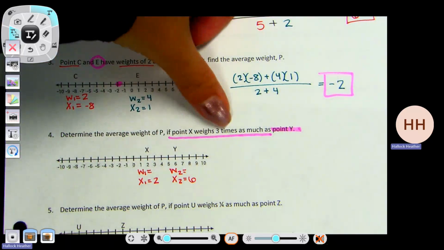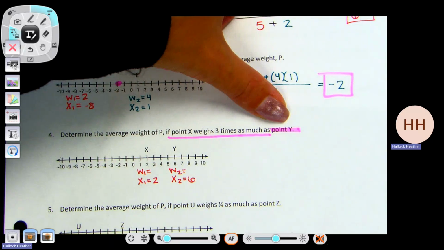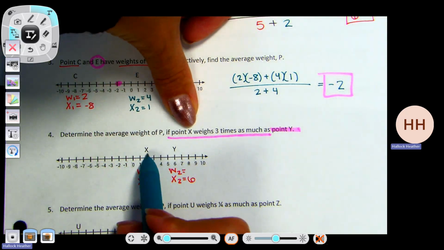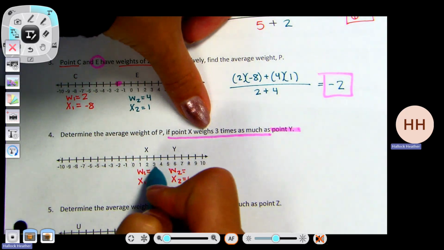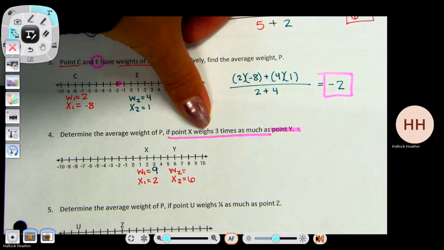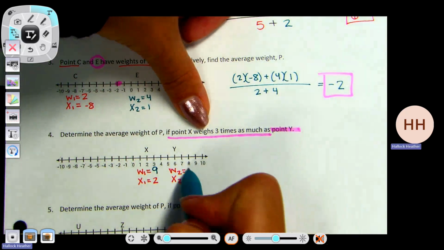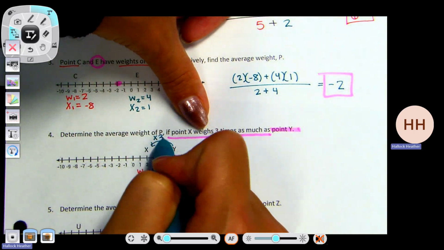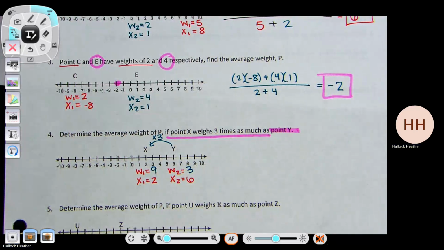If point X weighs 3 times as much as Y, which one is heavier? X. X is heavier. So X has to be the bigger number. Most people said 3 and 9 first. So let's use 3 and 9. So X is the heavier number because it weighs more. So that one will have to be 9. What's my other value going to have to be? 3, because it's 3 times as much. So take a second, plug in your numbers.